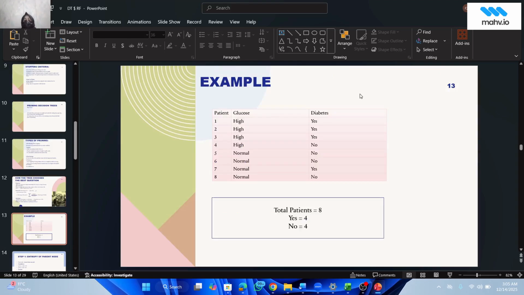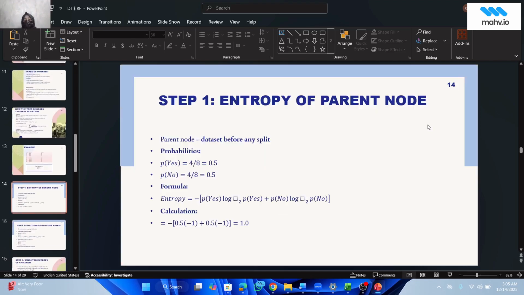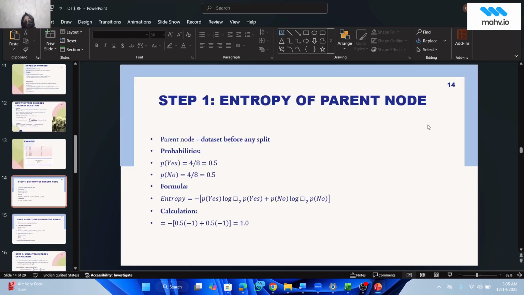Let me go through an example so it will be more clear. Our goal here is to decide the root node, that is the starting criterion. First of all, in front of you there is data before splitting, that we did not split here. Before splitting we have a total of 8 patients, if you count 1 2 3 4 5 6 7 8. Yes occurs 4 times and no also occurs 4 times. So we write our data before splitting. That is also called the parent node, where no splitting is done.